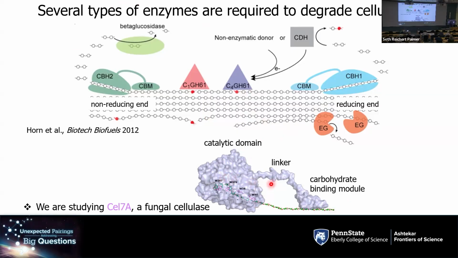The enzyme has a catalytic domain that is able to extract a chain of glucose into its tunnel and break that glucose chain into small components called cellobiose. That's a dimer of glucose. And then it also has a linker and a carbohydrate binding module that we think allows the enzyme to stick to the cellulose substrate.